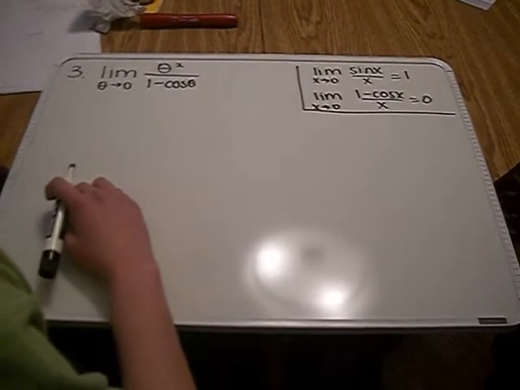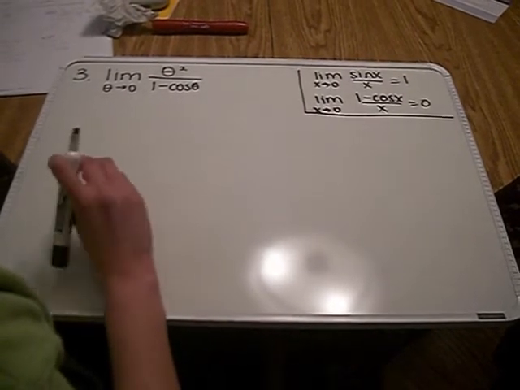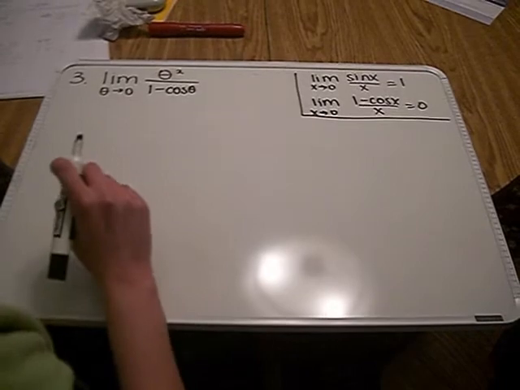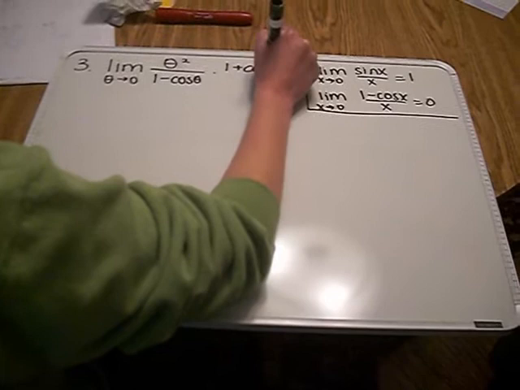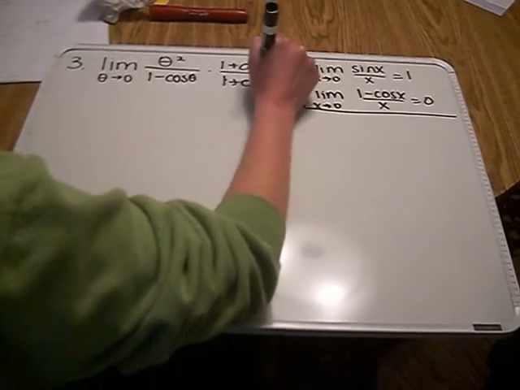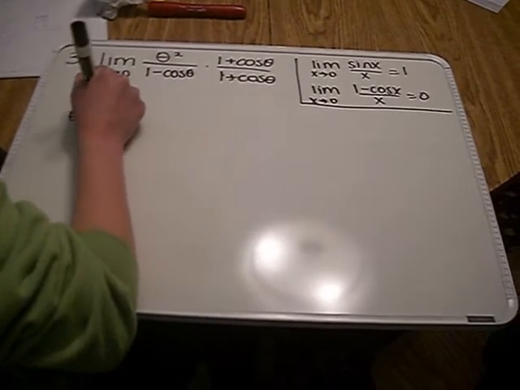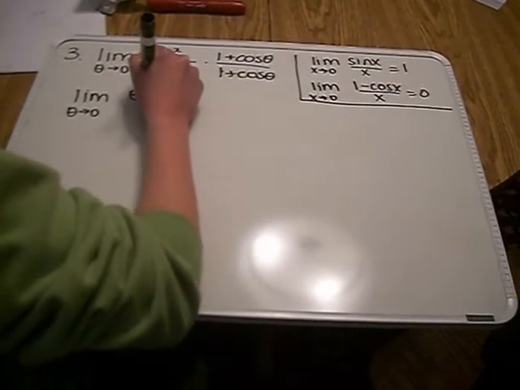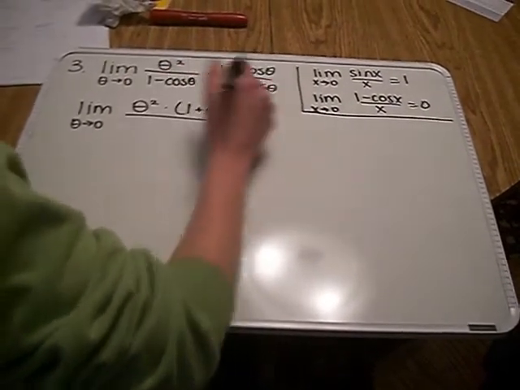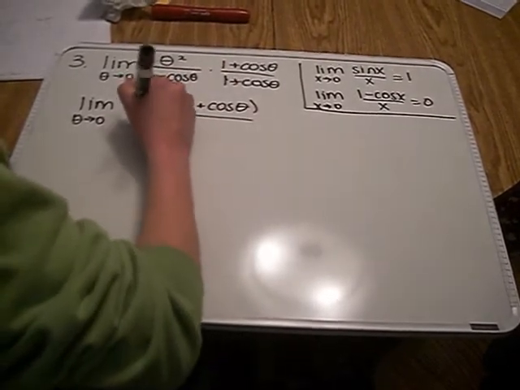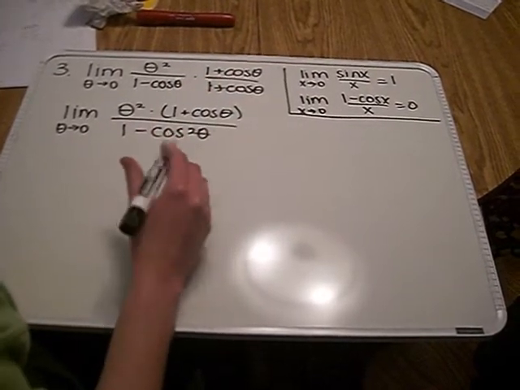Alright, our next problem is a little tricky. You look at this and you wonder, what should I do? I'm telling you, C is a magic letter. Let's think conjugate. What we're going to do is multiply the top and the bottom by 1 plus cosine of theta. This becomes the limit as theta approaches 0 of theta squared times 1 plus cosine of theta all over, if you distribute and FOIL all of this, it becomes 1 minus cosine squared of theta. Ding, ding, ding, ding, ding.